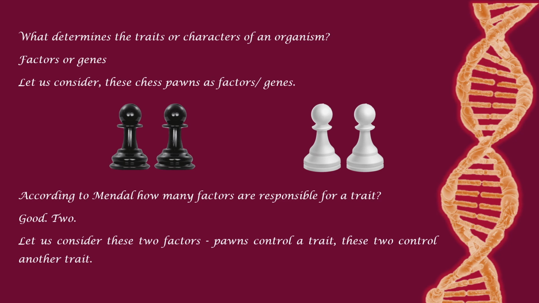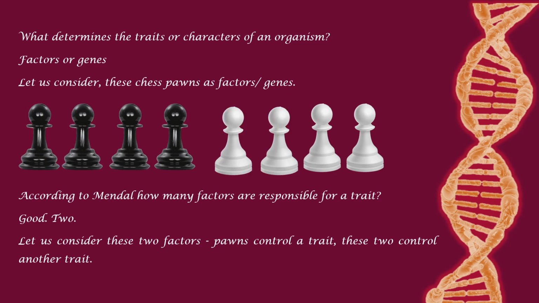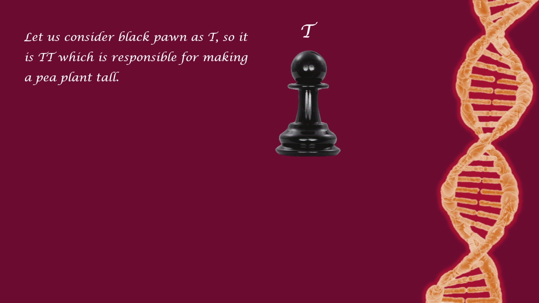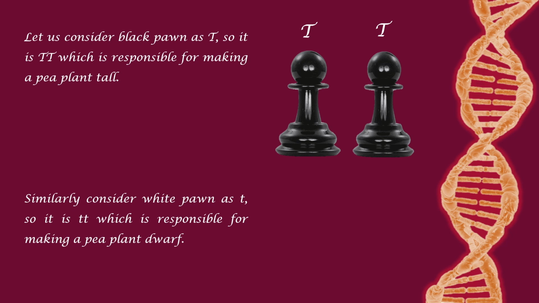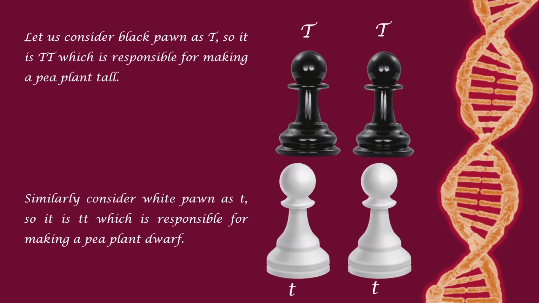According to Mendel, how many factors are responsible for a trait? Good. Two. Let us consider these two factors, pawns, control a trait, and these two control another trait. Let us consider black pawn as capital T, which is responsible for making a pea plant tall. Similarly, consider the white pawns as a small t, which is responsible for making a pea plant dwarf.